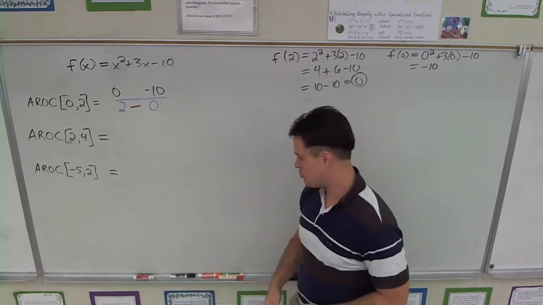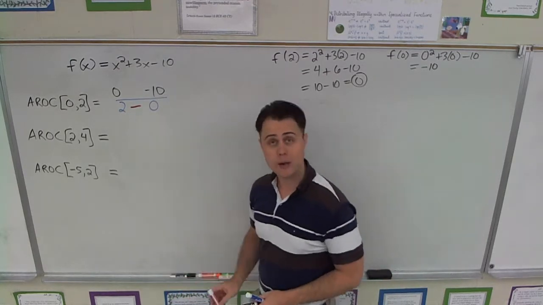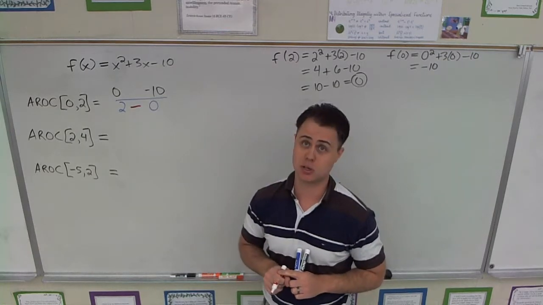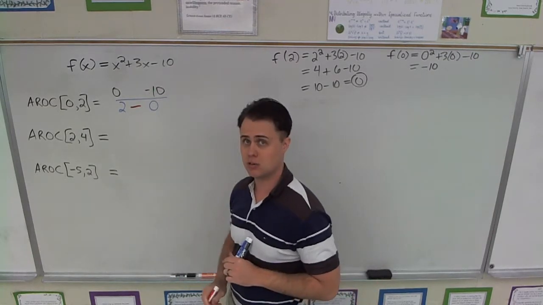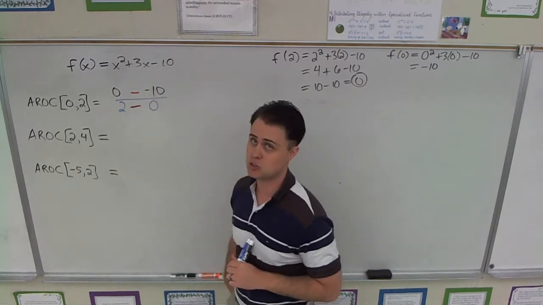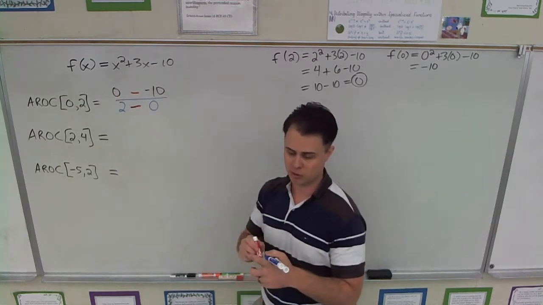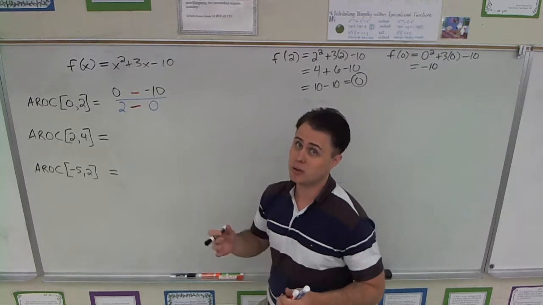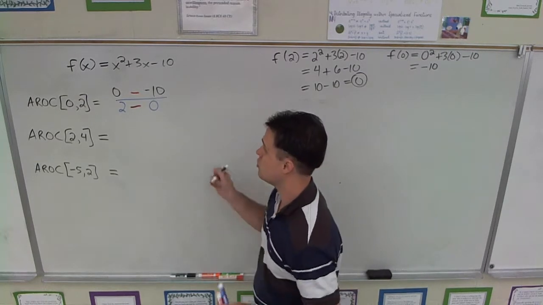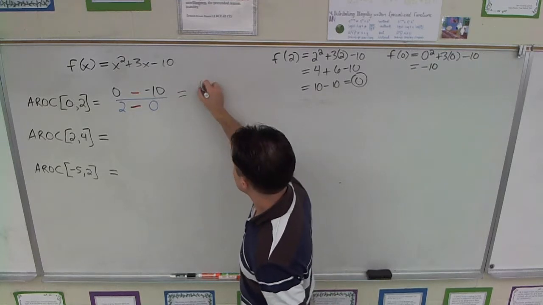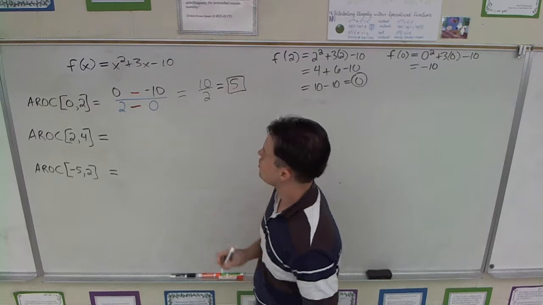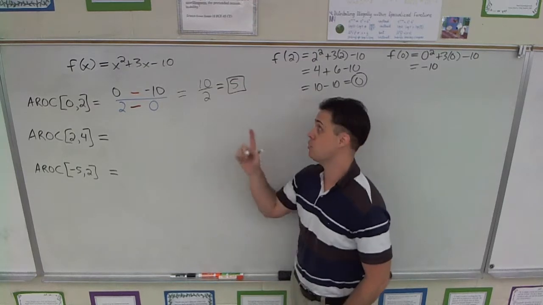It's oh so tempting and oh so bad for you to leave out the change. Yes, I know there's already a negative here, but this negative says the change between those two y values. So be really careful there. That's where you're going to make mistakes most likely, and then I'm going to have to take off quite a few points. So that looks like positive 10 on top, positive 2 on bottom, the average rate of change between 0 and 2 is a positive 5.